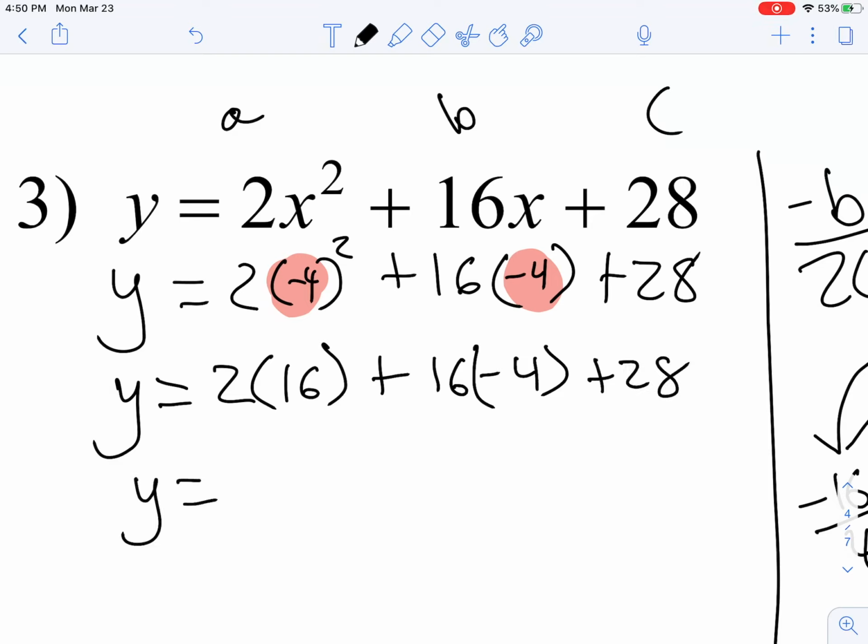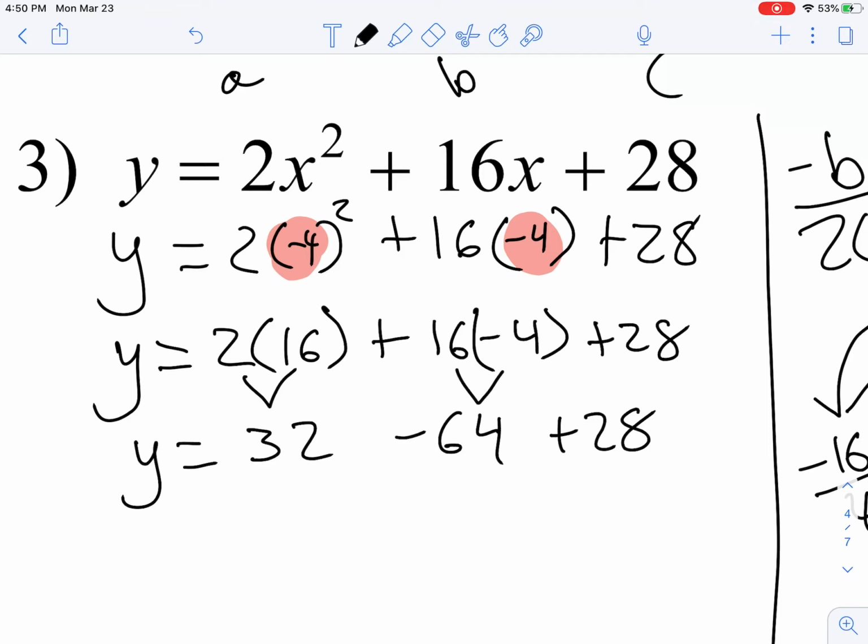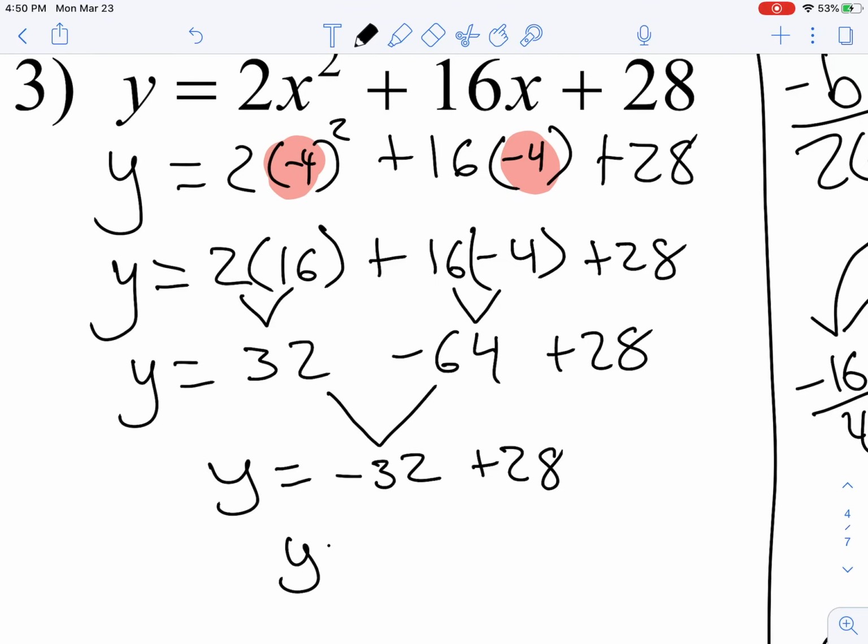So now we're saying y equals 2 times 16, which is 32, plus 16 times negative 4. I'm going to get rid of this plus. 16 times negative 4 is negative 64 plus 28. When I put these together, they make a negative 32. And when I put these together, it gives me a negative 4.